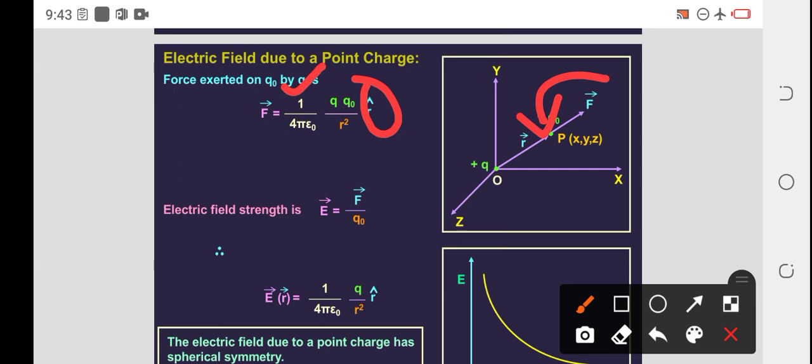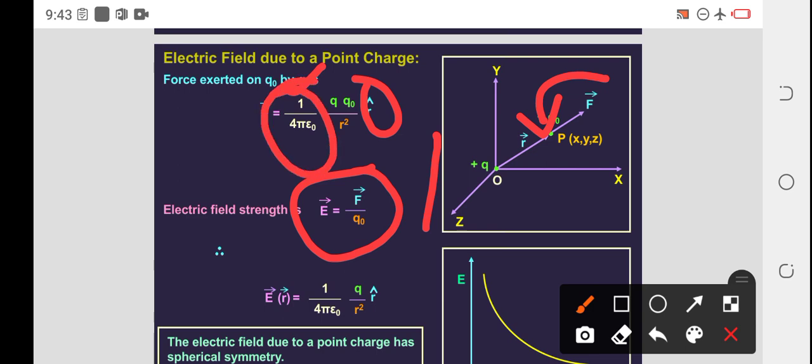From the electric field strength definition, E equal to F by Q naught. Now replace this value, then what are you getting? E equal to F value, which is 1 by 4 pi epsilon naught Q and Q naught by R square. So Q naught will be cancelled, and finally E equal to 1 by 4 pi epsilon naught Q by R square into R caps.